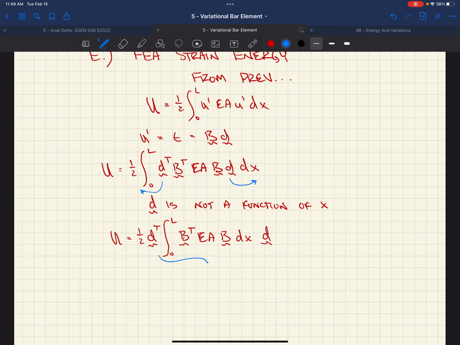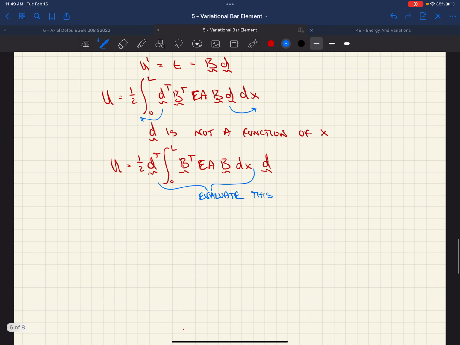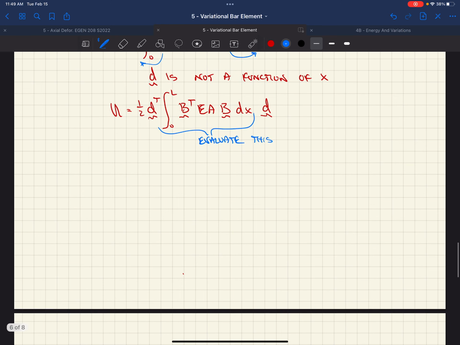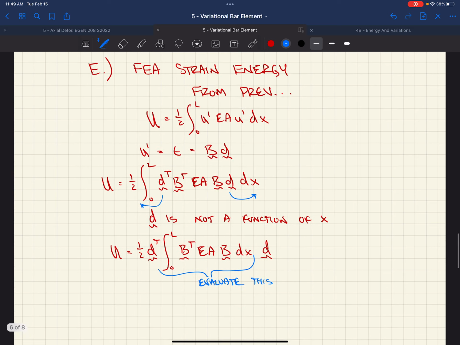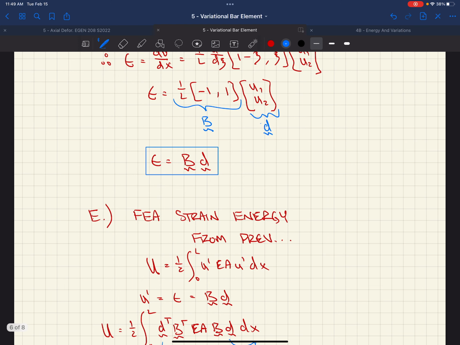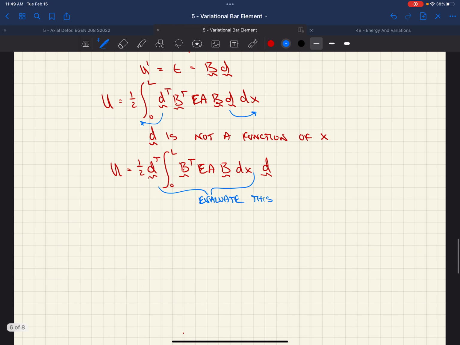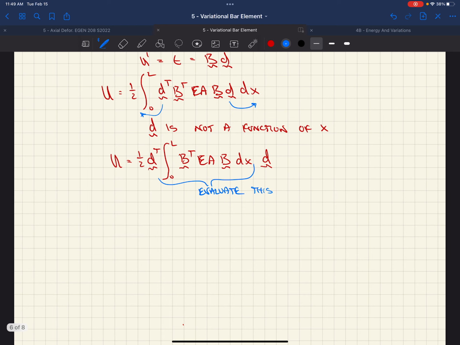And it's really this part that we're going to evaluate, right? Because those are known nodal values. D transpose and D, essentially our displacement matrix of our nodal values transposed. Well, we know what B is also, right? B is way up here. It's 1 over L times [-1, 1]. Well, if we do some transposing, we can evaluate this.